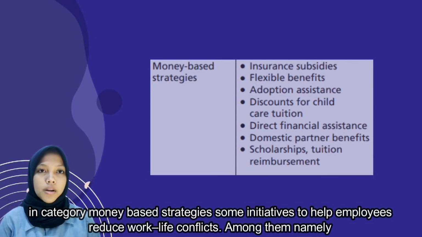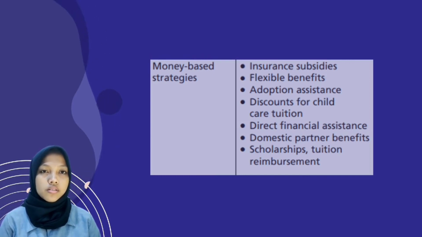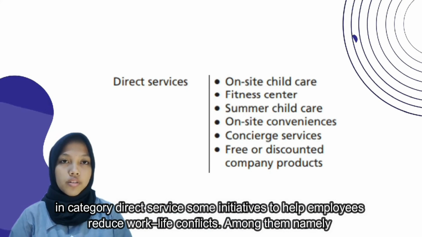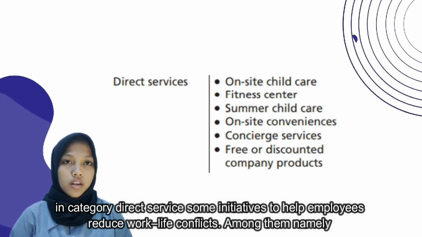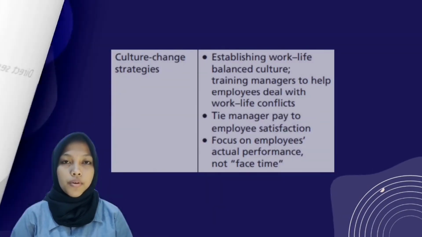Third, in the category of money-based strategies, the initiatives are insurance subsidies, flexible benefits, adoption assistance, discounts for childcare tuition, direct financial assistance, domestic partner benefits, and scholarships and tuition reimbursement. Fourth, in the category of direct service, the initiatives are on-site childcare, fitness center, summer childcare, on-site convenience, concierge service, and free or discounted company programs.